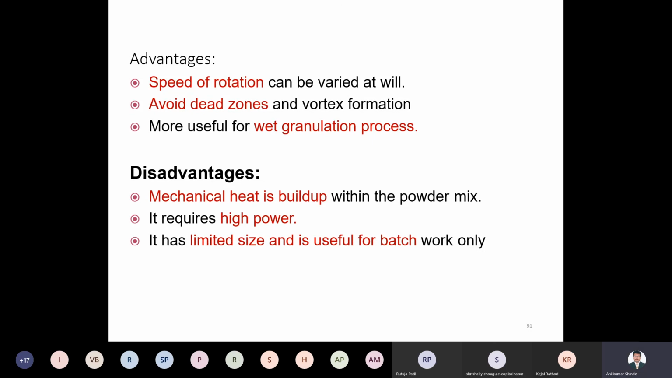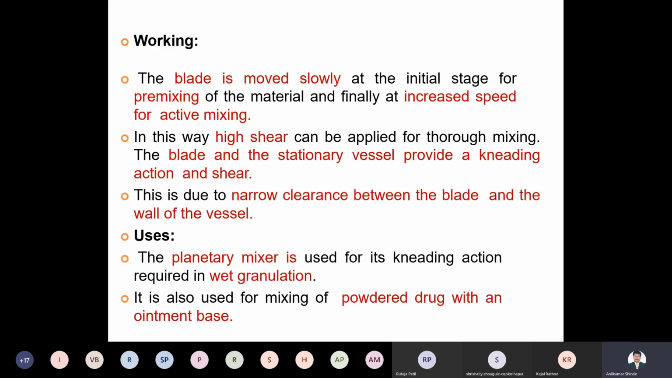If your batch size is 200 kg, we can mix the material in two parts, right? The first time we can use 100 kg, and the second time we use 100 kg, and then mixing is possible. Due to the limited size and very low capacity, it is useful for batch mode, if the batch size is low. The working is very slow. We have already seen adjusting the speed of that.